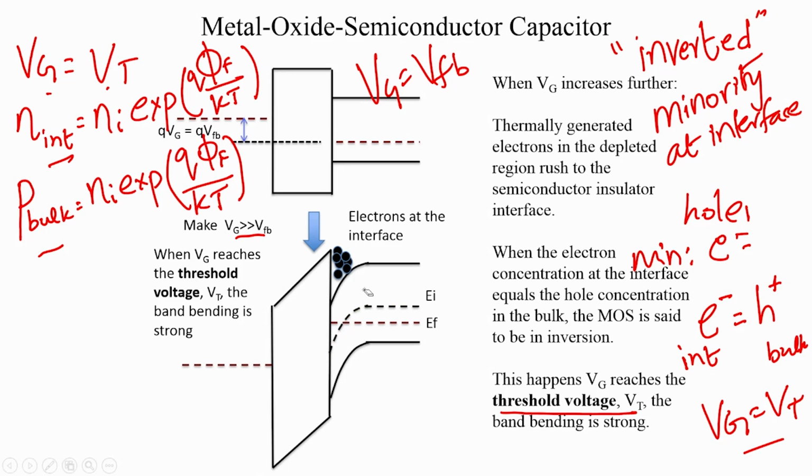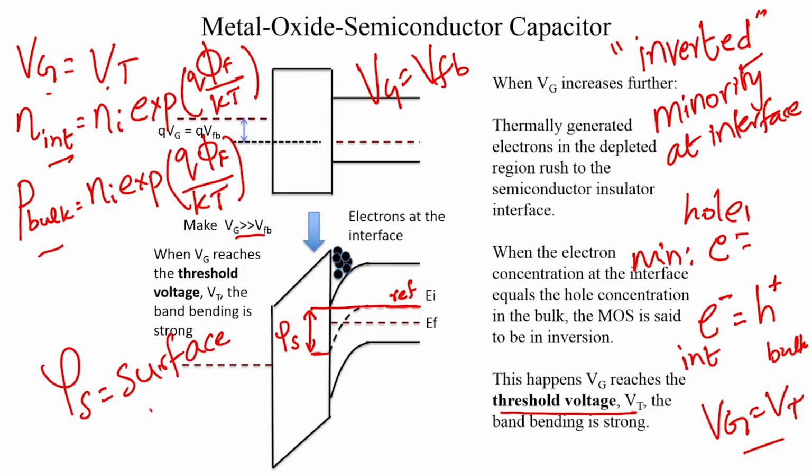And another technical term which I should have probably mentioned is to define this potential. So, let us say I create this built in potential as a reference. This potential, which is the total amount of band bending in the semiconductor, has got a special term, and it is called the surface potential. Phi s is the surface potential. Okay. So, that is the complete band bending in the semiconductor.